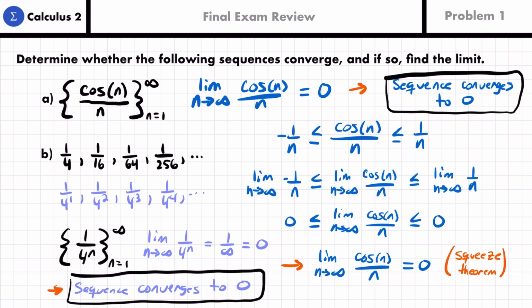We were able to determine that both of these sequences converged, and we found the limit that gives the value that they would converge to. Let's move on to our next review problem.